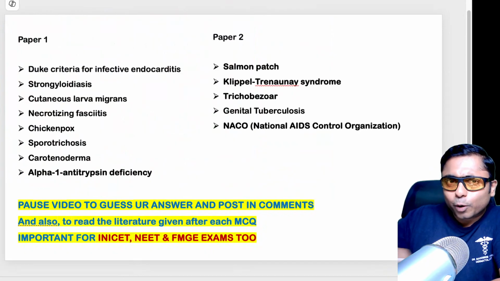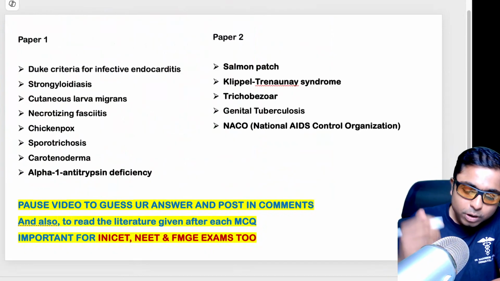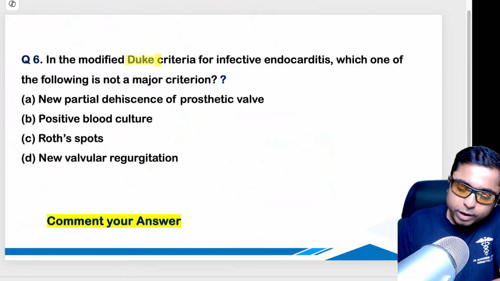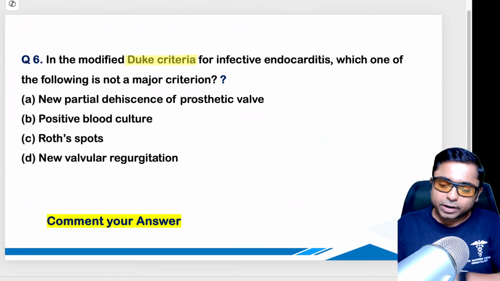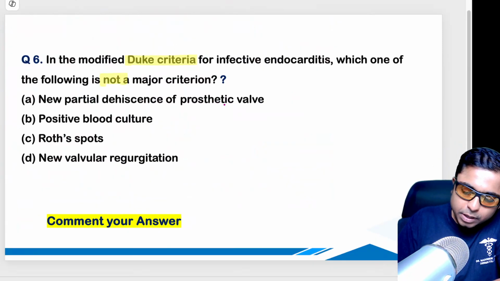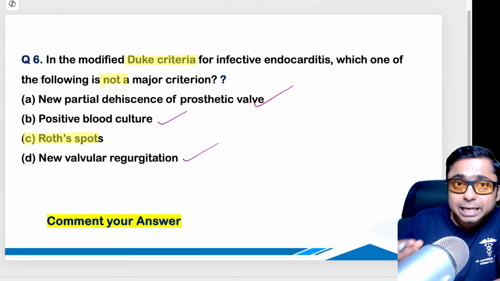So these are all the topics which are going to be covered in this video. We are going to start the discussion with infective endocarditis, the modified Duke's criteria. Which one is not a major criterion? Please remember, options A, B and D are all under the major criteria. Roth spots are kept under minor criteria.